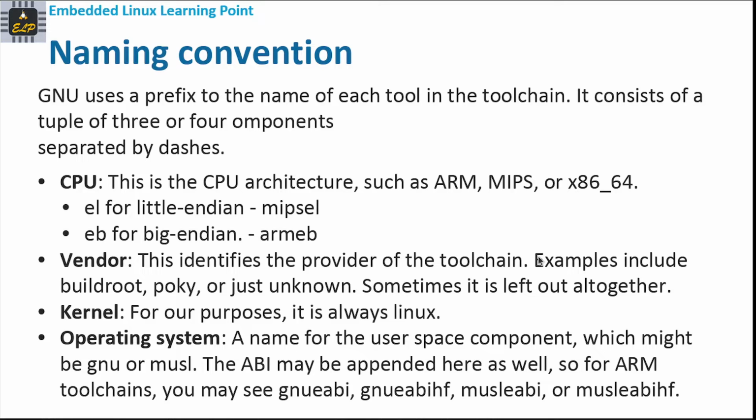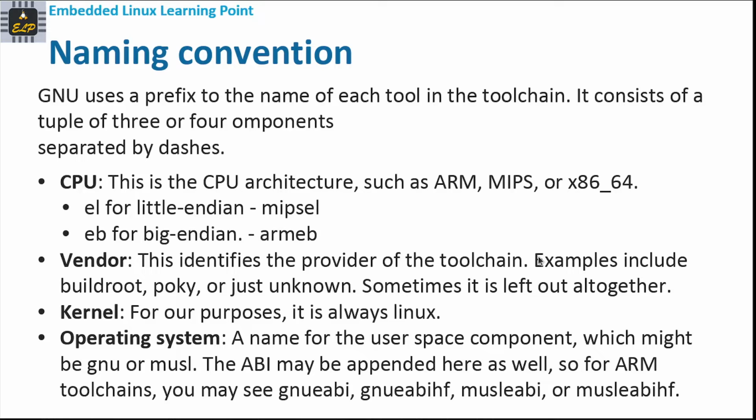Along with that we will have endianness appended. If it is EL, it is little endian, MIPSEL for example. If it is EB, for big endian, ARMEB for example. And the second component is the vendor. This identifies the provider of the toolchain.